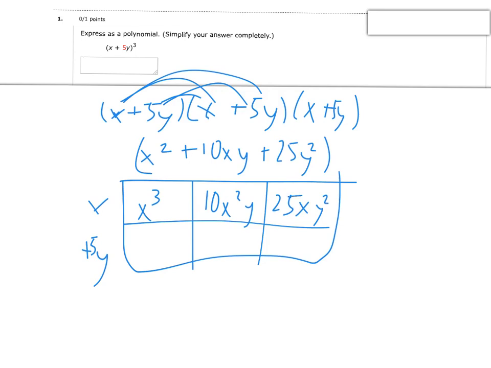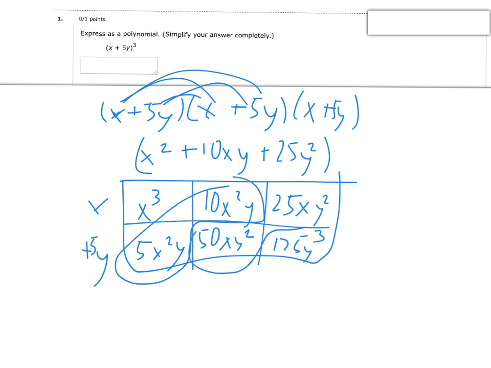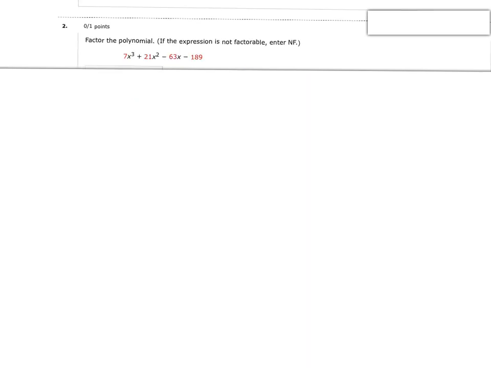And then we have 5x squared y. And then we have 50xy squared. And then 125y to the third. So we can just combine the like terms here that are kind of working diagonally, and then that'll be your final answer.